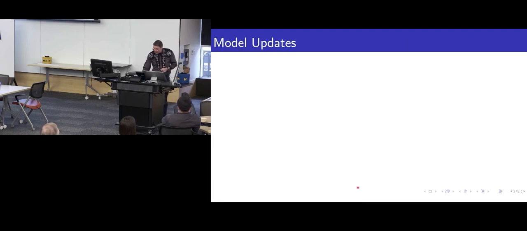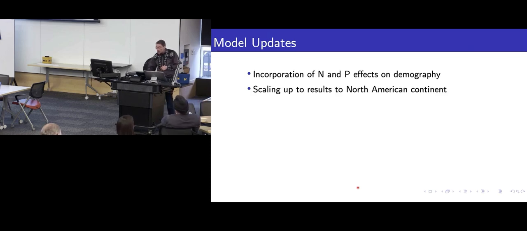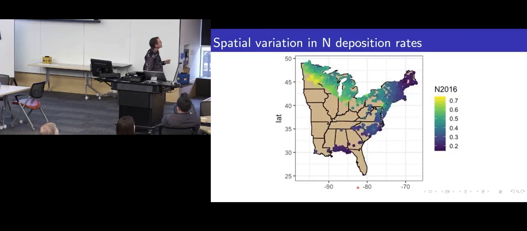A few model updates, and again, I'm going to gloss over a lot of the computational details here. We have built other models incorporating both the effects of NNP on demography, and we have scaled these results up for the entire North American continent. We spent 30 years in these two sites, and we're trying to take the information from those experiments and look a little bit more broadly. So I want to show you this map. This is a spatial variation in the nitrogen deposition rates.